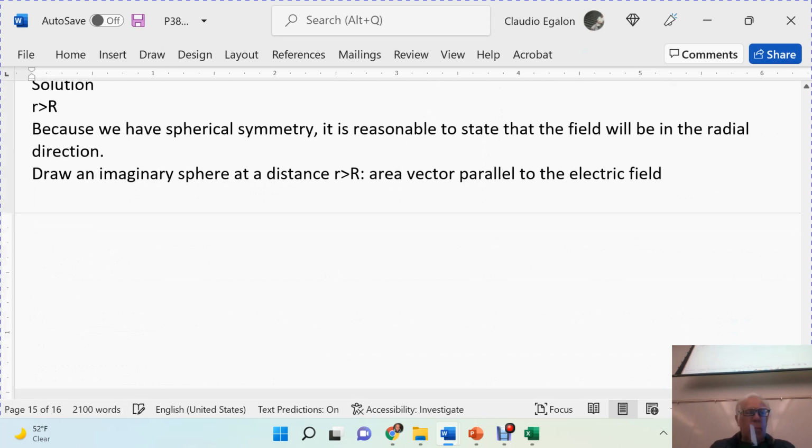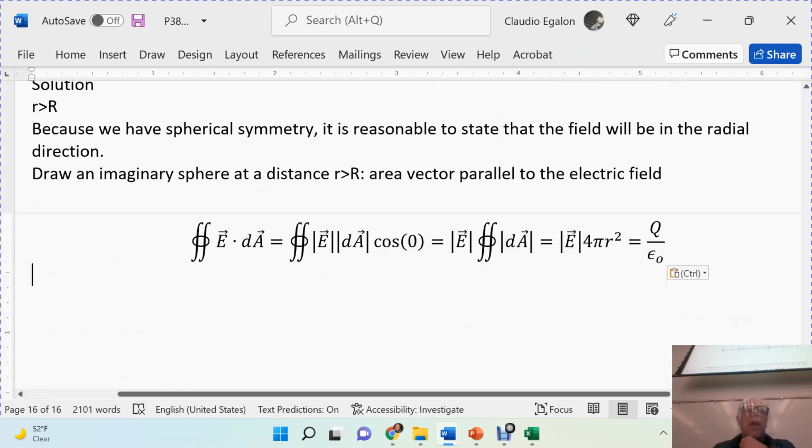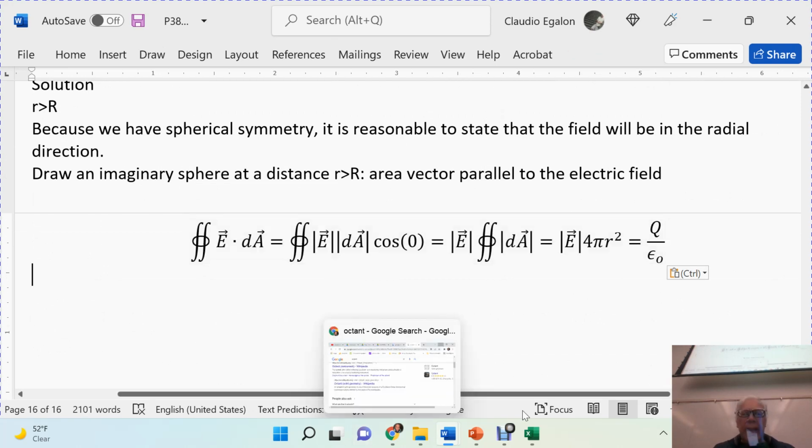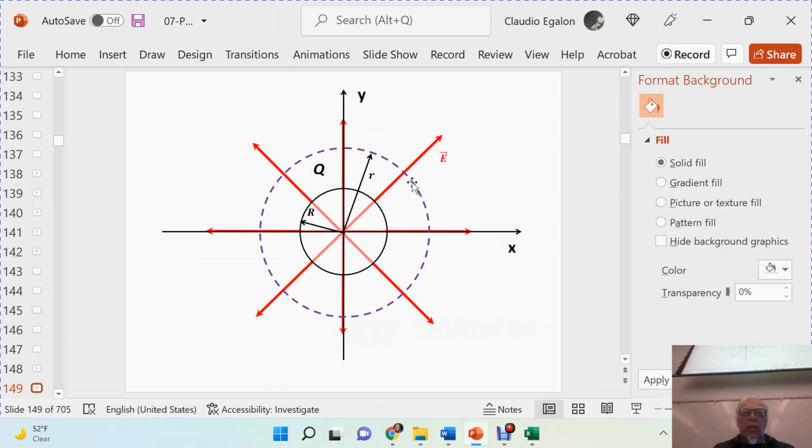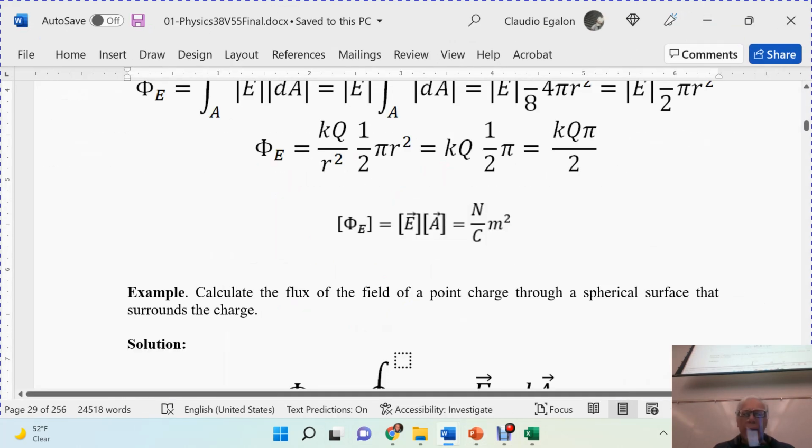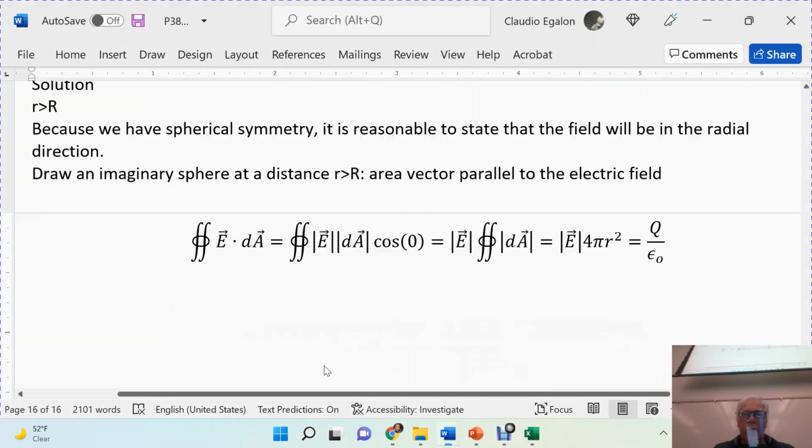What's not exactly equal to the problem of the point charge is for r less than big R. Electric field parallel to the area vector. The angle between them is 0 degrees. The electric field intensity is the same along this imaginary surface. Consequently, we can take the magnitude of the field outside the integral, and we are left with the integral of the area of the imaginary sphere, that's 4 pi r squared.